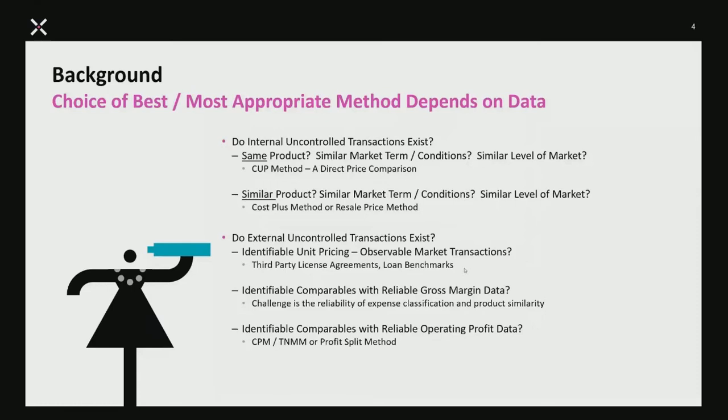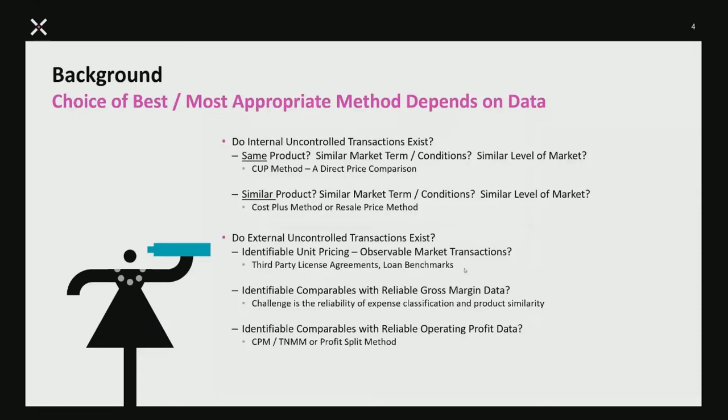So the other piece that we want to talk about in terms of background is that your choice of the best and most appropriate method also depends on the availability of data. A couple of questions to first think through: whether or not internal uncontrolled transactions exist. If you're talking about a tangible goods transaction, which is always the easiest way to think about it, are you selling the same product to your related parties and to unrelated parties based on similar market terms and conditions and similar levels of market? If the answer is yes, then maybe you have an appropriate CUP to apply and you have that direct price comparison available.